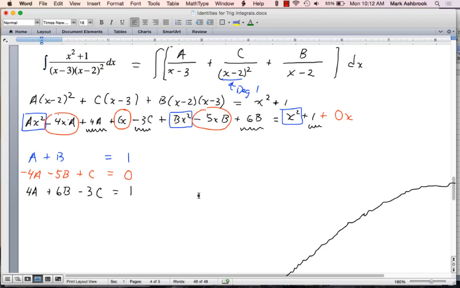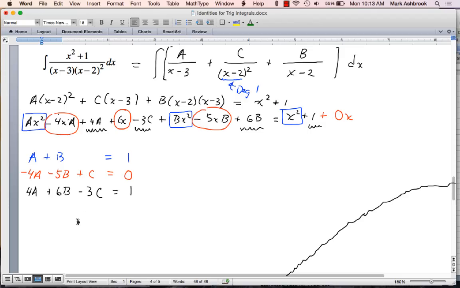So now I've got to solve this system of equations. Now it's a 3 by 3, 3 equations, 3 variables. We could still do elimination, or we could do some kind of substitutions, or if you remember a matrix method for doing that, you're welcome to do that too. There's different ways to solve a system of equations, whatever way you want.